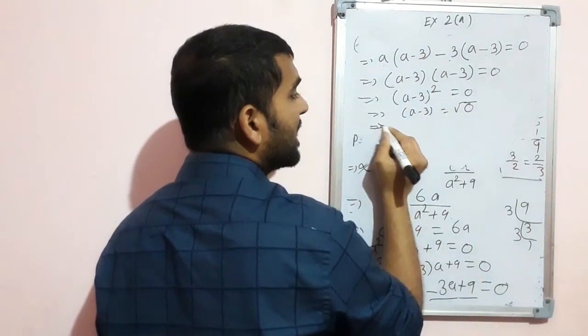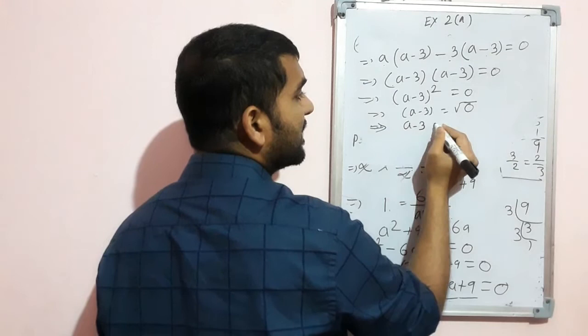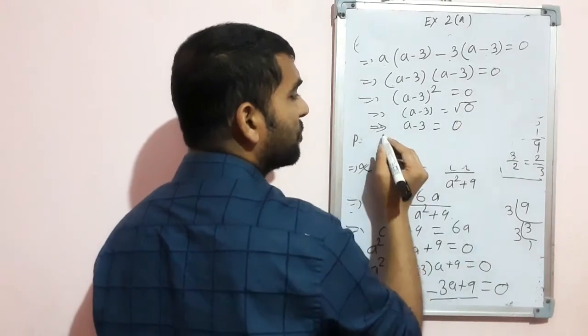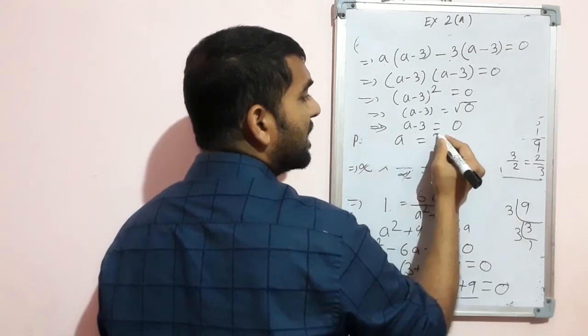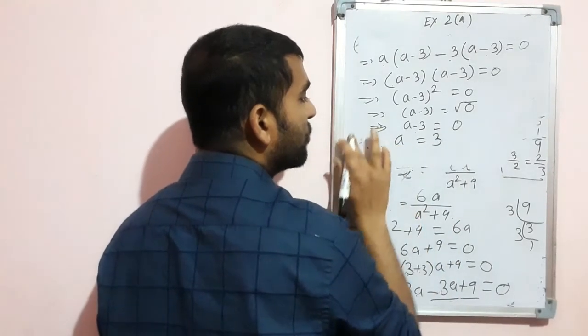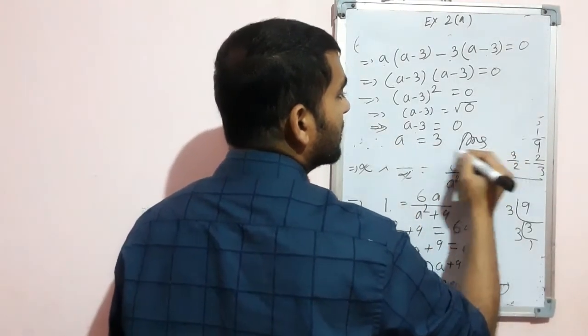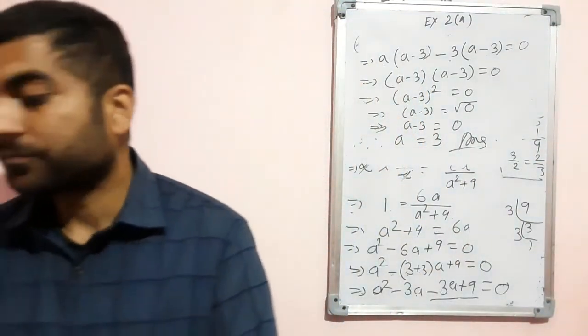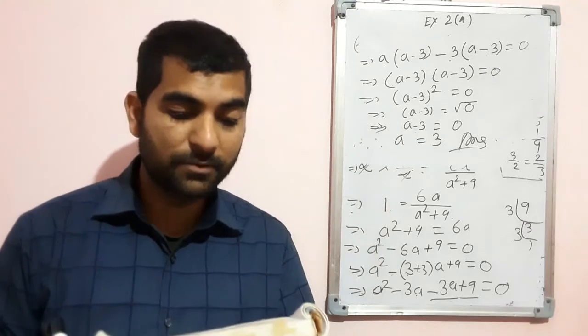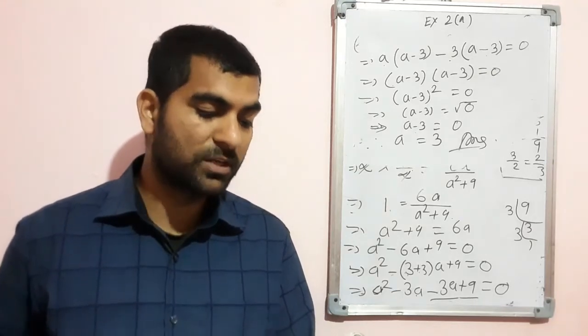Next step, what will you get? A minus 3 equal to root over 0, which will be 0. Or take minus 3 to that side, it will be plus 3. So this is our answer. We got how much? A is equal to 3. Okay, so this is our answer of question number 4.